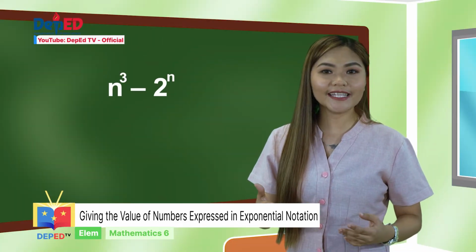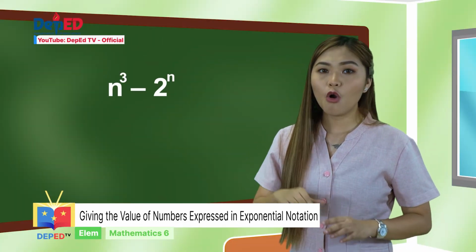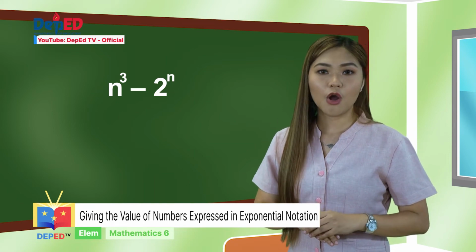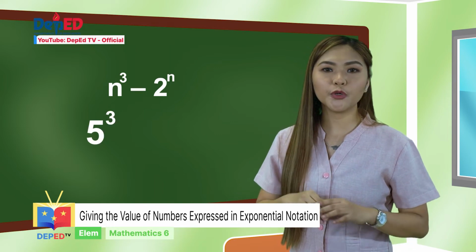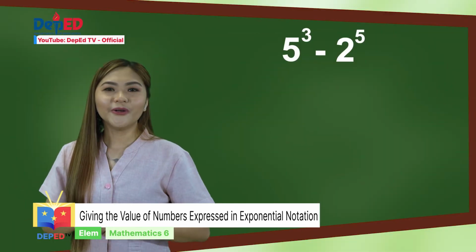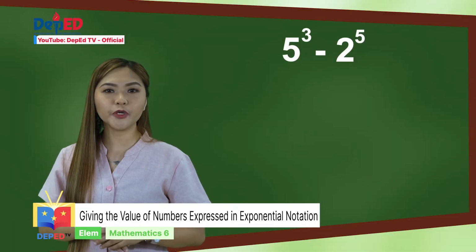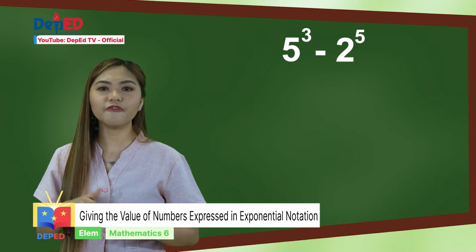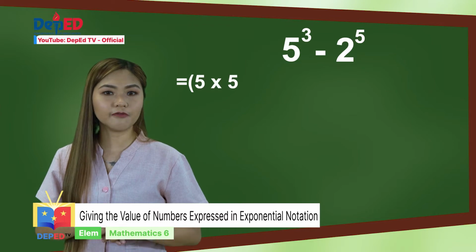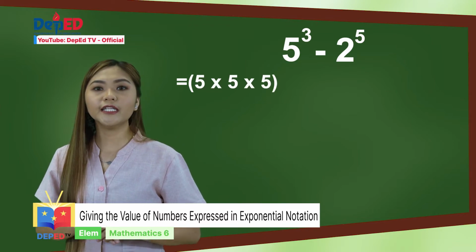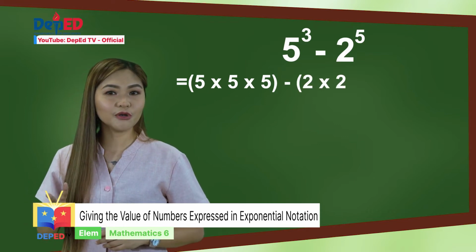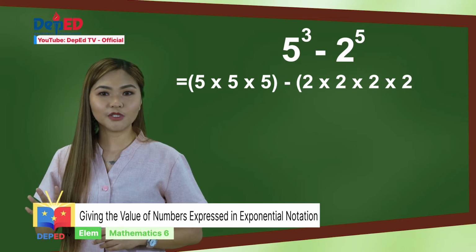Since the value of n in the expression is 5, or n is equal to 5, substitute 5 for n. We now have 5 cubed minus 2 raised to the 5th power. Write the expanded form of 5 cubed and 2 raised to the 5th power. 5 cubed is equal to 5 times 5 times 5, and 2 raised to the 5th power is 2 times 2 times 2 times 2 times 2.